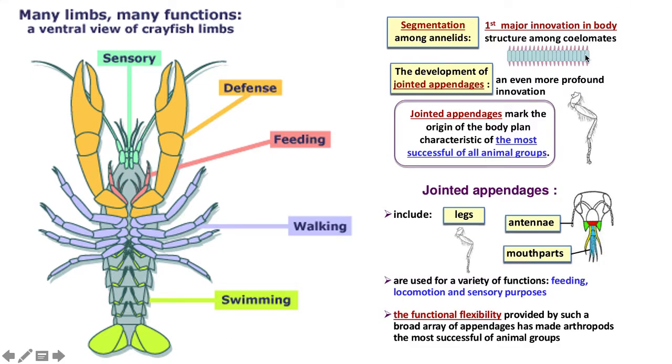So the first major innovation in body plan was segmentation with annelids, and then developing appendages on those segments. This jointed appendage design has made arthropods the most successful of all the animal groups. You can see that they are specialized in a lot of different features here.